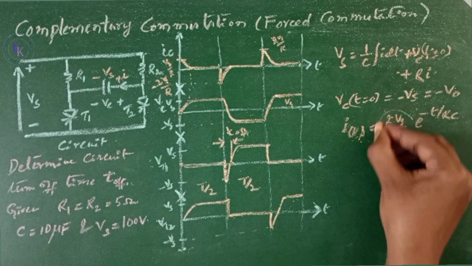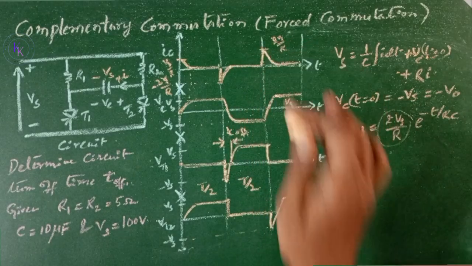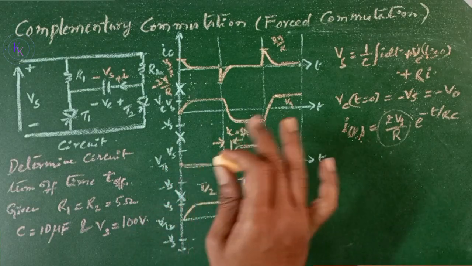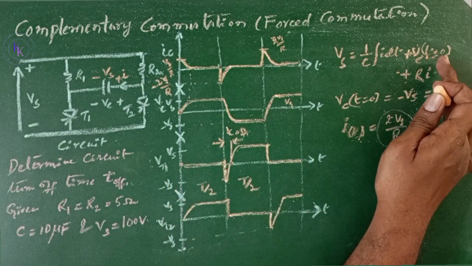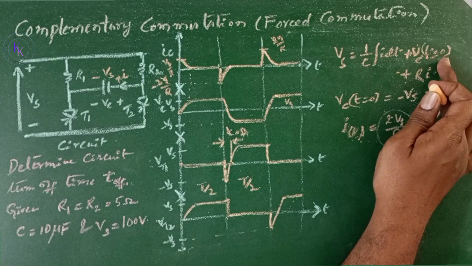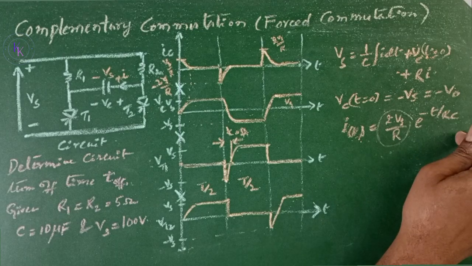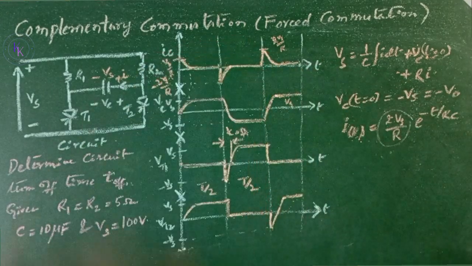So this is the peak value we are observing in the waveform, 2 Vs by R, with the assumption that the capacitor is initially charged. If the capacitor is not charged, then if you put Vc at t equals 0 in the initial condition, you are going to get Vs by R e to the power of minus t by RC. That is why here we are getting Vs by R.